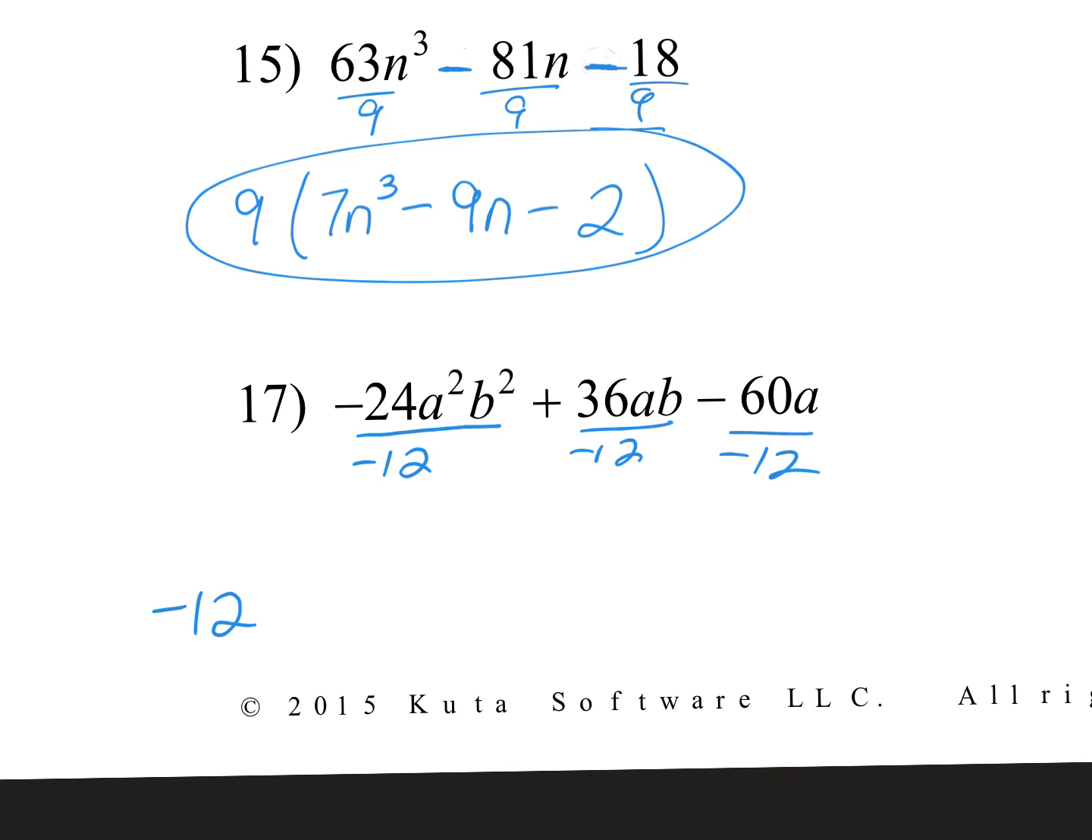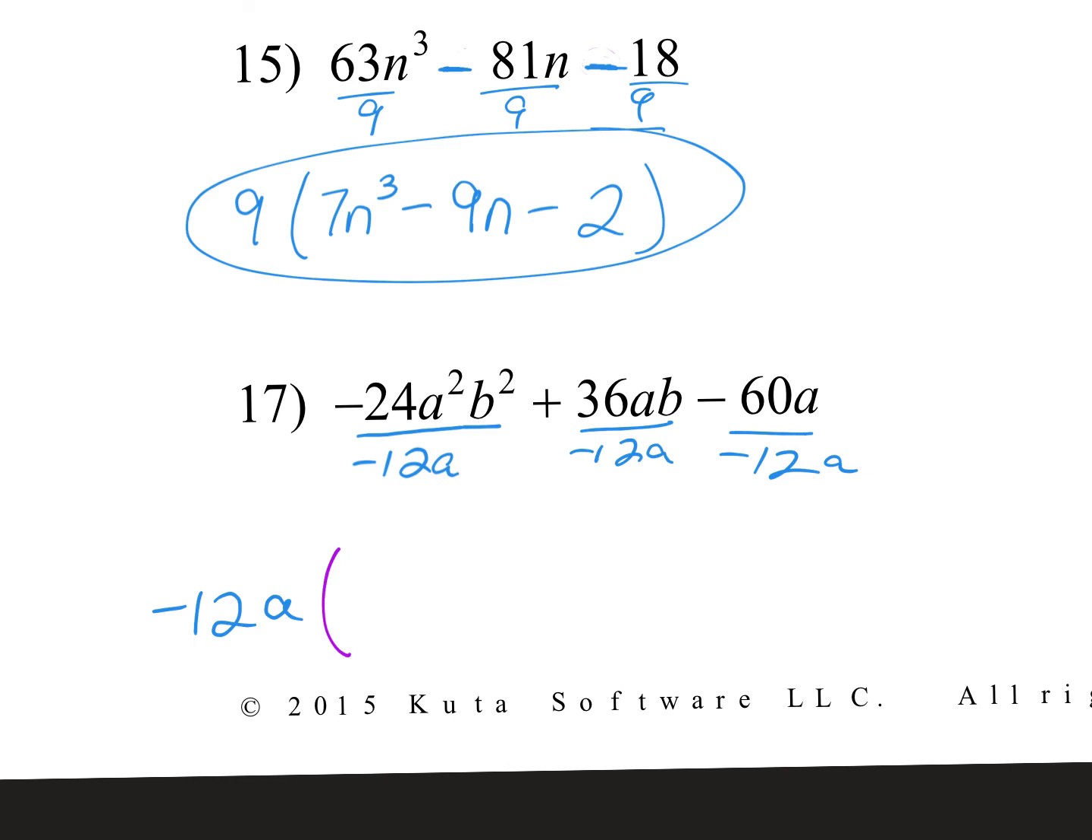Now look at the letters. I have 2 A's in the first one. I have an A in the second term and an A in the third term. So I can take out at least one what? One A. Good. What about my B's? Does everything have a B? No. So you can't take it out.